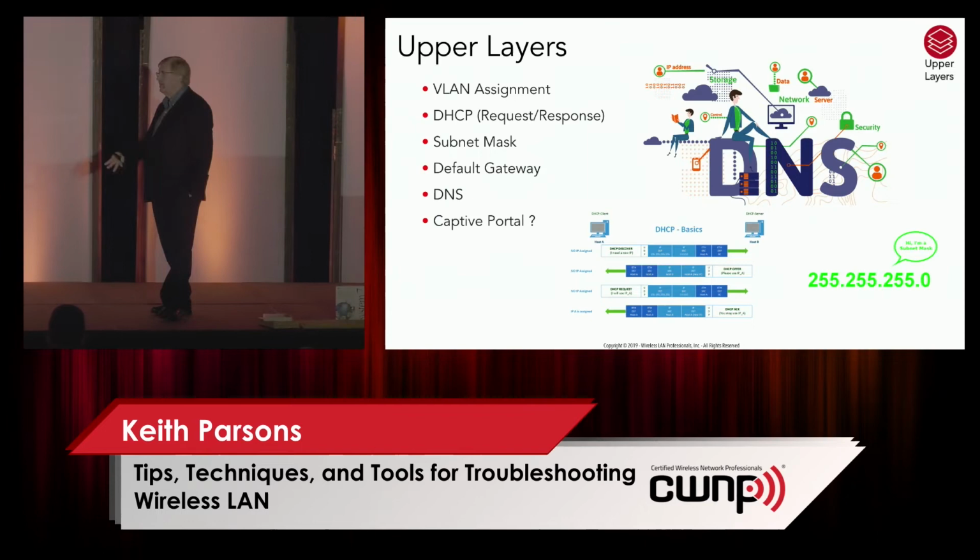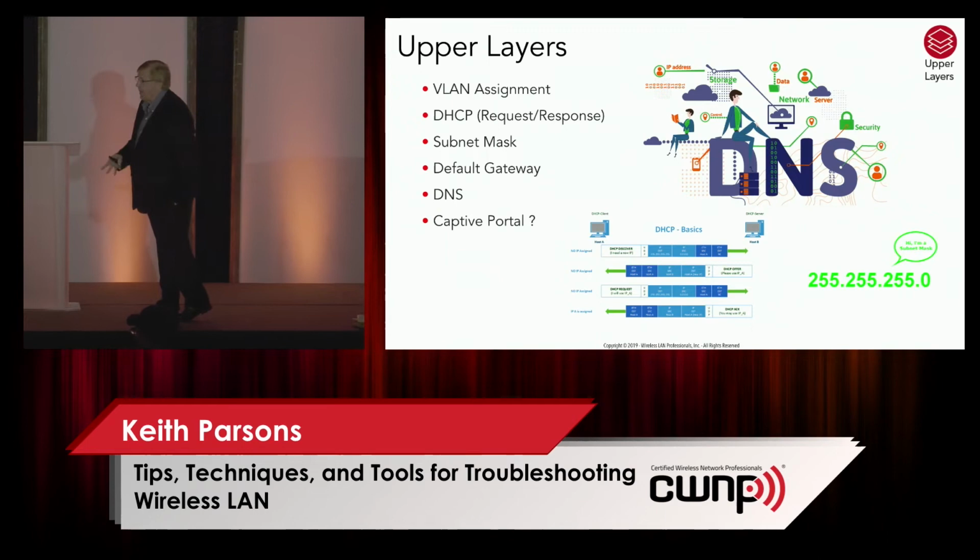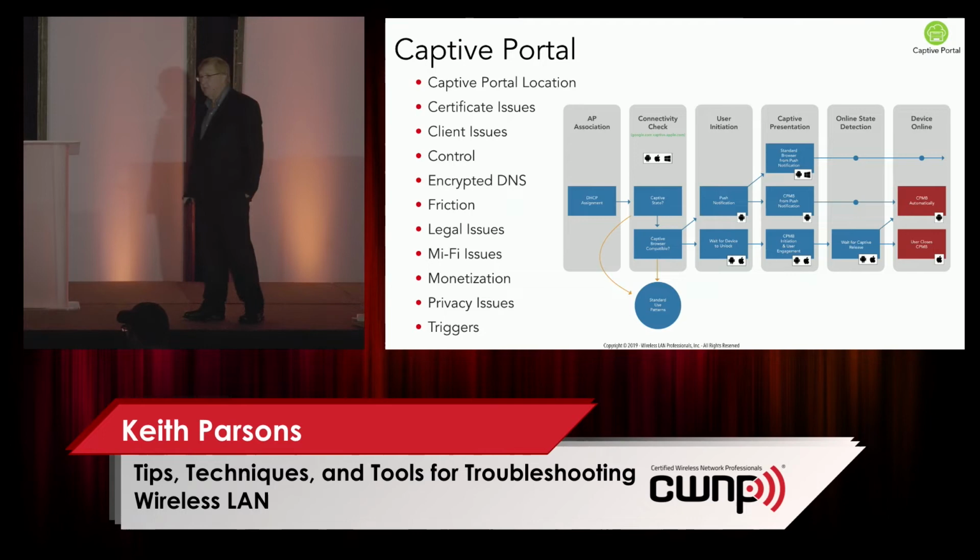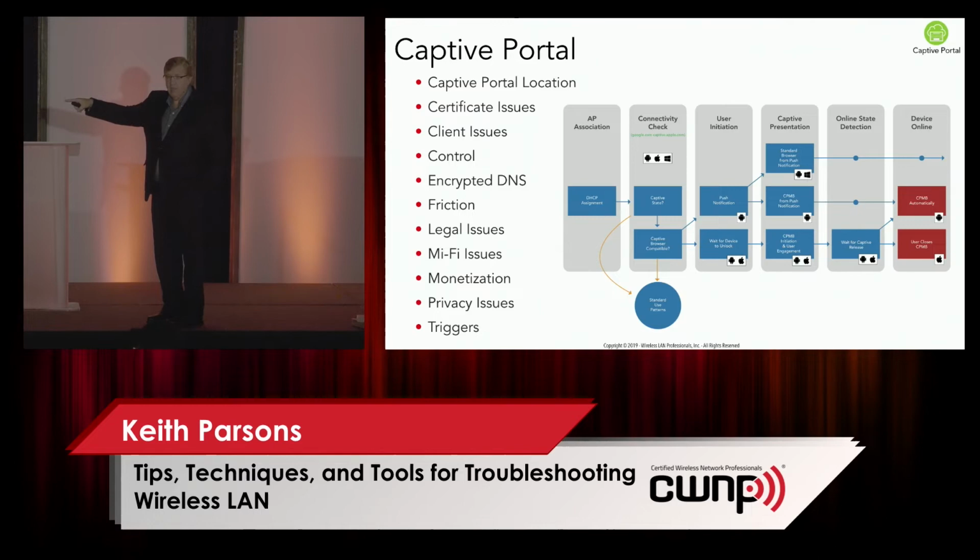And then we get to the upper layers. VLAN, DHCP, subnet mask, DNS, and the last step is captive portal. Now, when we get to captive portal, there is a bunch more troubleshooting to do. Here's a whole flow chart of just the captive portal troubleshooting part. How many of you know your way through that right side? I don't.